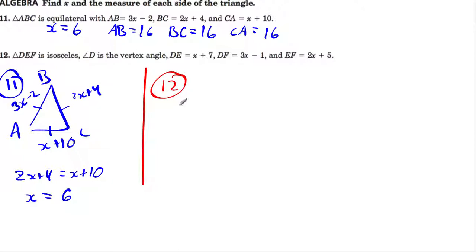Our triangle DEF is isosceles. Angle D is the vertex angle.